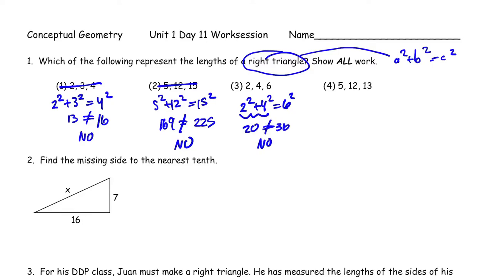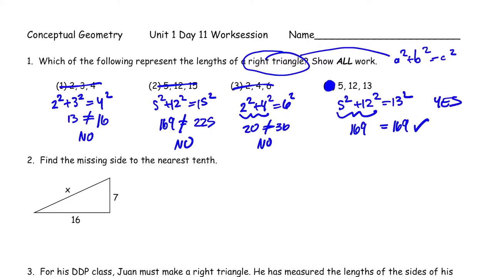That's a no. So obviously by process of elimination, this one's going to work, but let's verify. 5 squared plus 12 squared equals 13 squared. 5 squared plus 12 squared, we already did it over in choice 2, but that's 169. And 13 squared is 169. So that works, yes. Choice 4.